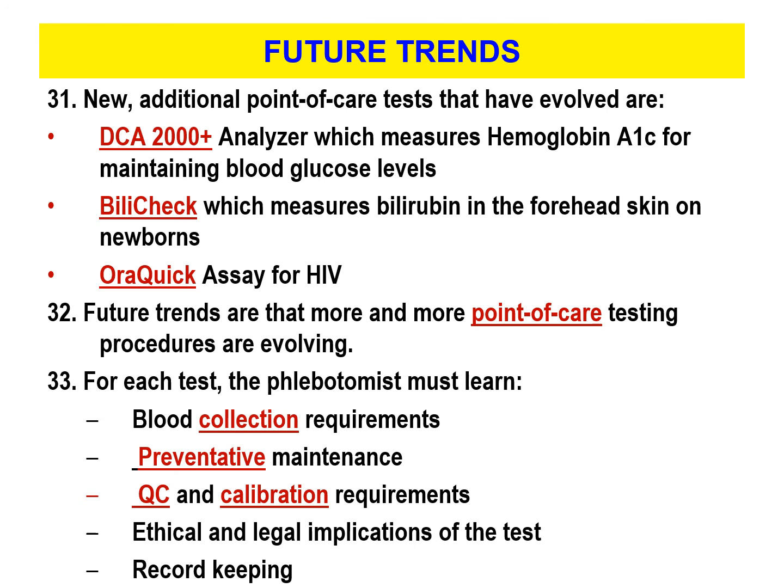Some other future trends are that we're moving more and more to point-of-care testing, right? So for each test, the phlebotomist must learn the certain blood collection requirements for that particular test. Like I told y'all, you need to understand each one of these instruments may require different collection requirements. It may need to be collected from a finger. It may need to be in a certain container. It may be in a strip or a cuvette. The preventative maintenance that needs to be done to these machines, okay? The QC requirements for these particular instruments, along with calibration requirements, and the ethical and legal implications of the test results, okay? And specific record keeping.